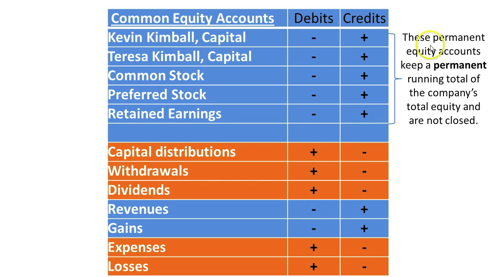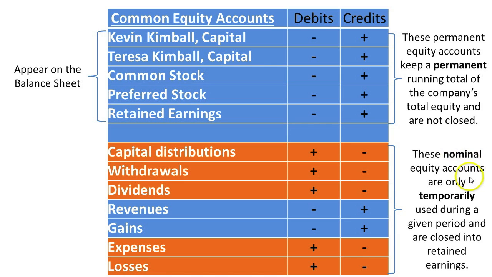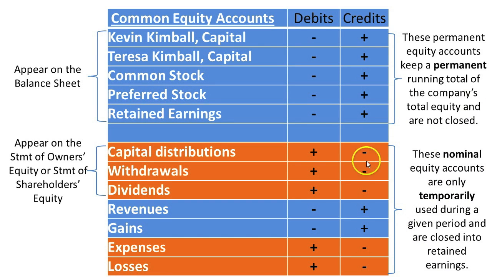These permanent equity accounts keep a permanent running total of the company's total equity and are not closed at the end of the year. They appear on the balance sheet. All these other ones below are nominal equity accounts, and they are only temporarily used during a given year, and at the end of the year are closed into retained earnings. These top ones appear in the statement of owner's equity or statement of shareholders' equity or statement of retained earnings, and the lower ones appear on the income statement.